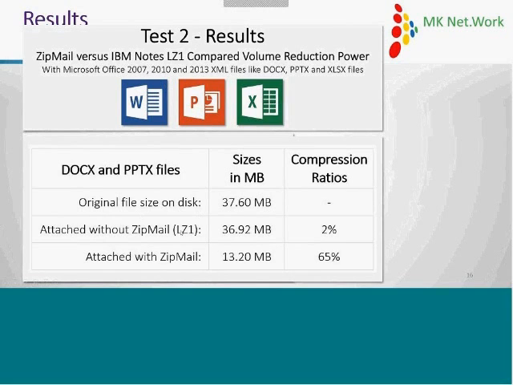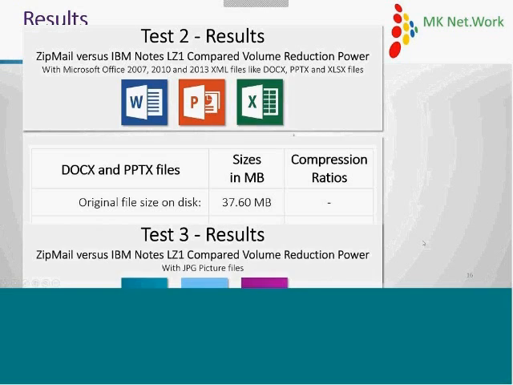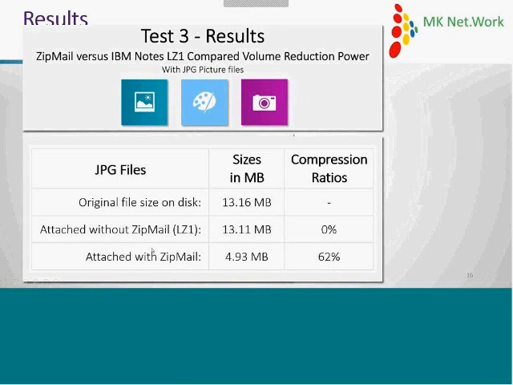there is no question, because LZ1, as we can see here, is not able to deliver any savings on these files, since they are already compressed. LZ1 is the same compression and cannot deliver anything, while Zipmail is able to deliver 65% savings on these files in terms of volume reduction. You start from initially 37 megabytes, and at the end you get 13 megabytes, thanks to Zipmail. With the image files, it is the same kind of ratio, and again LZ1 is not able to deliver any savings on JPG files, for instance.